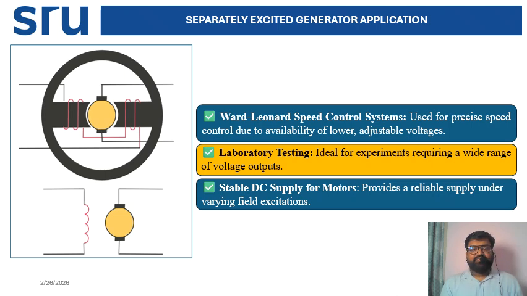And if you need a stable DC supply for the motors also, it can be used as it can provide the reliable supply under variable field excitations. If we are giving different voltage also, it can give the stable DC supply for motor operation, due to the variable resistance. These are the three important applications. It can be used for the separately excited generator.